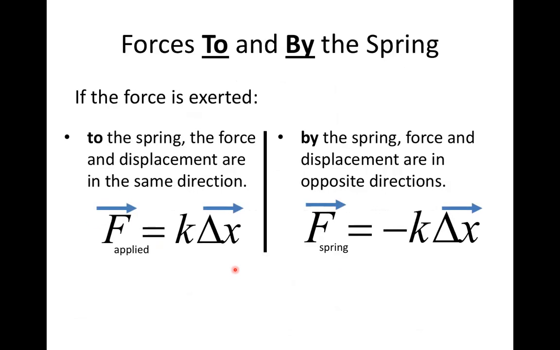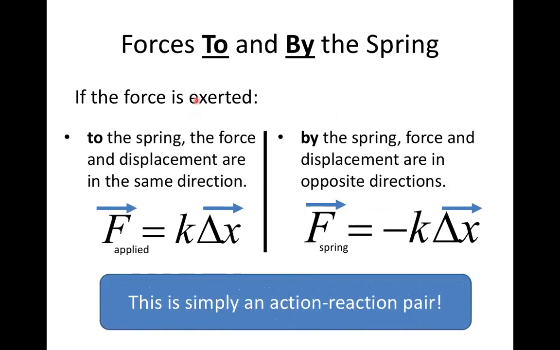And just to clear up some common confusion, the force is to versus the force is by the spring. So the equation that we just learned, F spring equals negative k delta x, that's the force done by the spring on, let's say, the person's hand that's trying to stretch or compress that spring. So this is the force on the hand. The hand is applying a force to the spring, and it's equal in magnitude but opposite in direction.